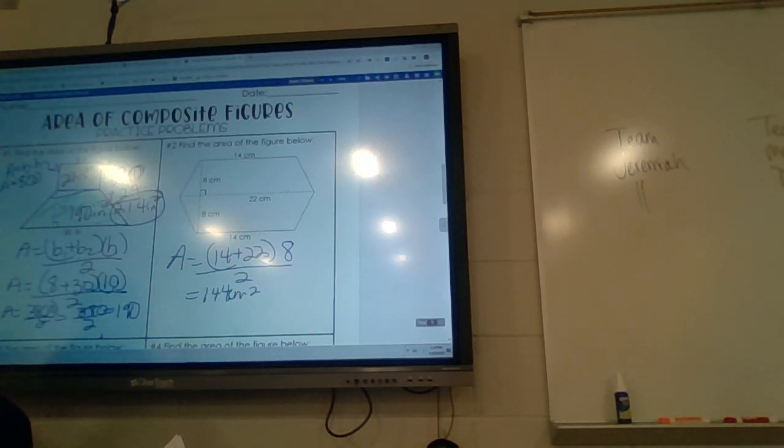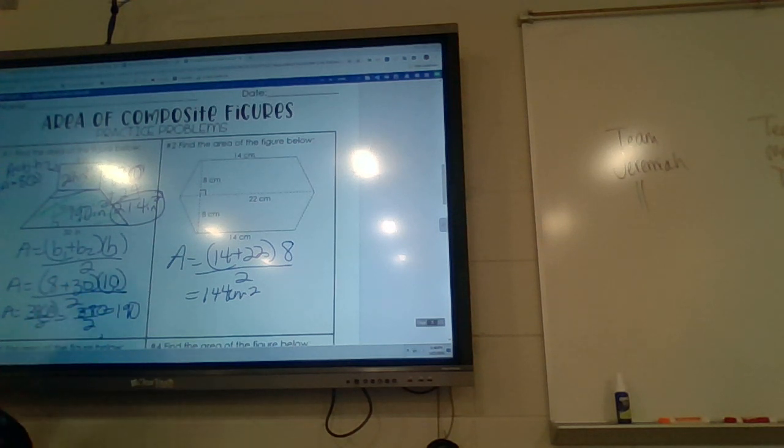I already worked this. I got 102. You got 102. I got 144. It should be 144. Wait, I got 143. Okay, it can't be 143 because it's all even numbers. 14 plus 22, hit equal. 36 times 8, divided by 2. Yeah, I got it. What else?